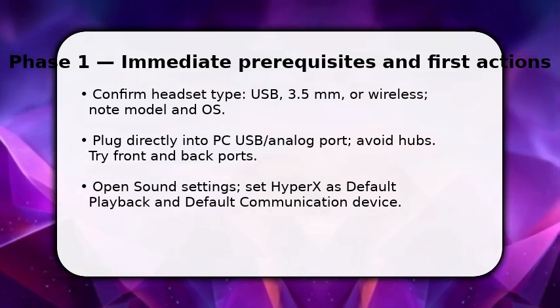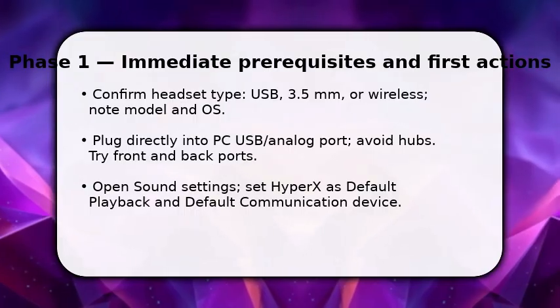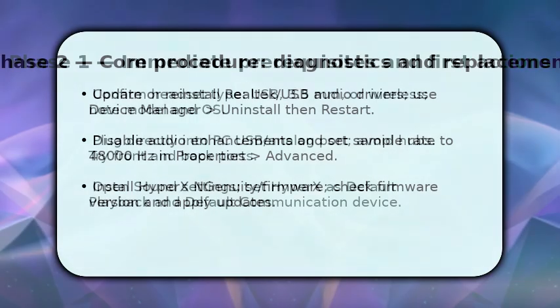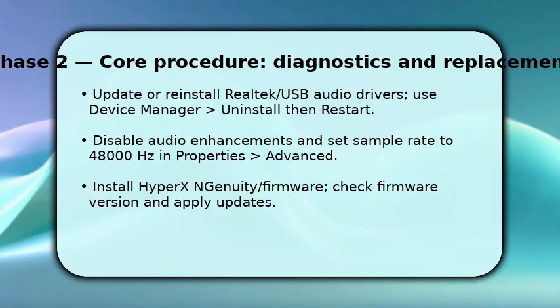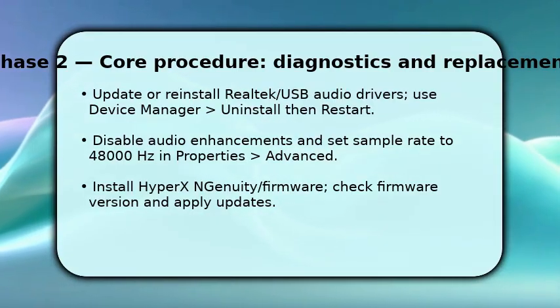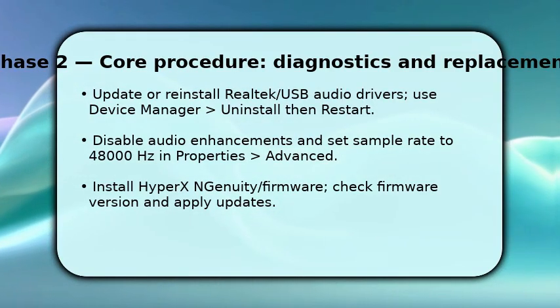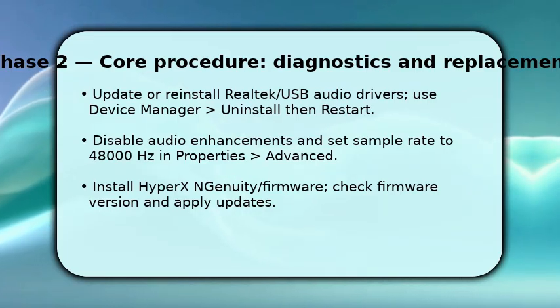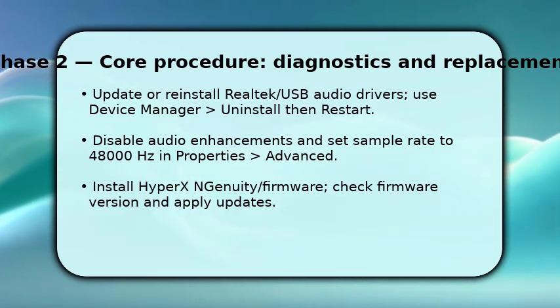Next, update and, if needed, reinstall the audio drivers via Device Manager. Uninstall the headset driver and restart so Windows reinstalls a clean driver. Once done, open the headset properties, disable audio enhancements, and set the default format to 48,000 Hz. This prevents sample rate conflicts that cause crackling.